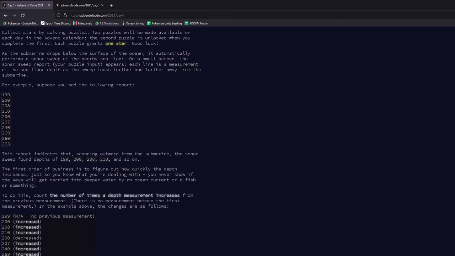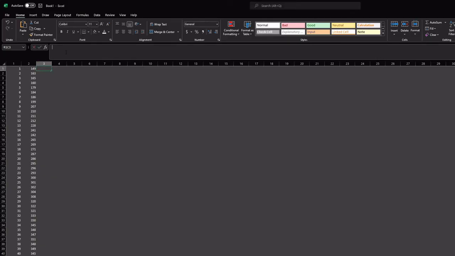The first order of business is to figure out how quickly the depth increases, just so you know what you're dealing with. So you count the number of times the depth measurement increased from the previous measurement.